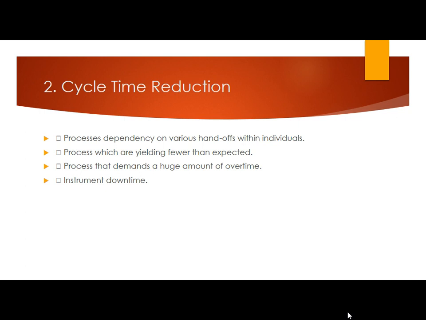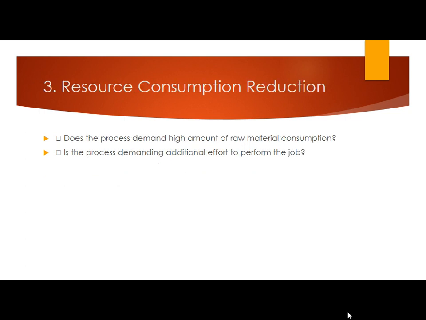Then for cycle time reduction, you should ask questions like: the process's dependency on various handoffs between individuals, processes which are yielding fewer than expected, processes that demand a huge amount of overtime, and instrument downtime. So for cycle time reduction, you should ask questions on these. If you want to achieve resource consumption reduction, then you should ask questions like: does the process demand a high amount of raw material consumption? Is the process demanding additional effort to perform the job?